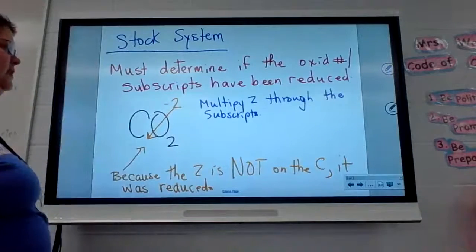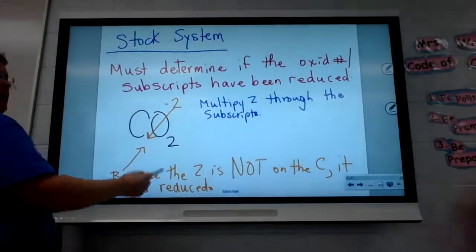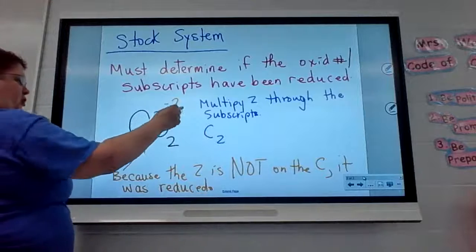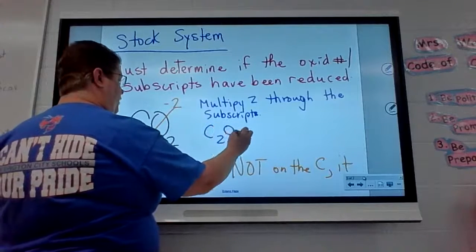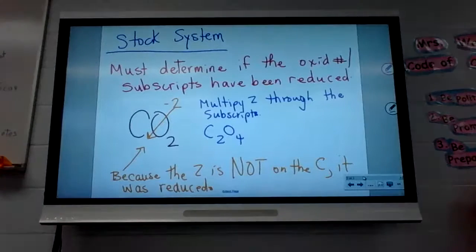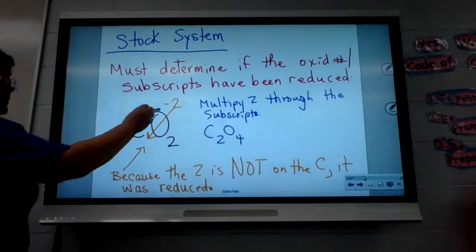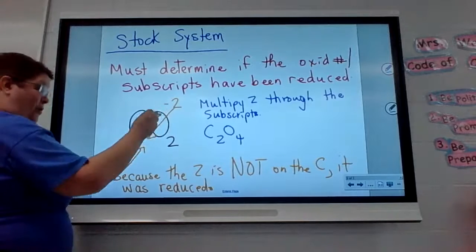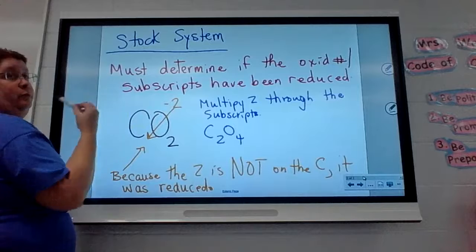All right. So, what is 2 times that 1? So C2, what's 2 times 2? 4. So the original formula was C2O4. Now, the reason I multiplied by 2 is this is a what? That's what went away. It was supposed to be a 2 here, and the 2's not there, right? That's what I multiplied by 2.